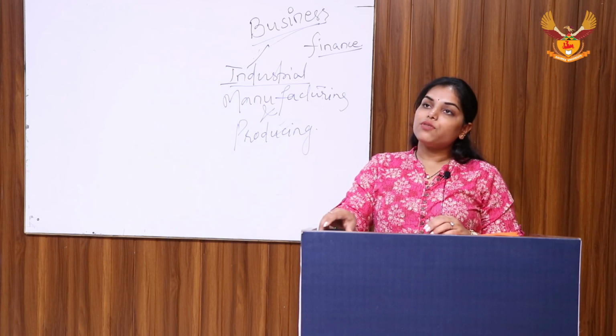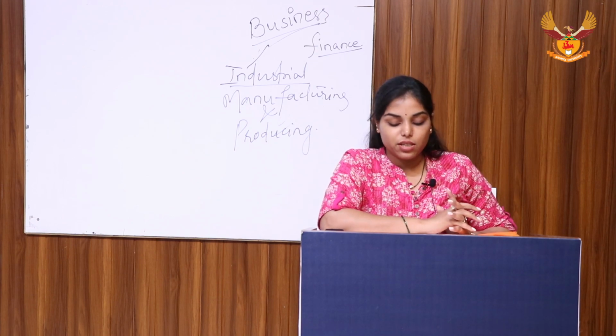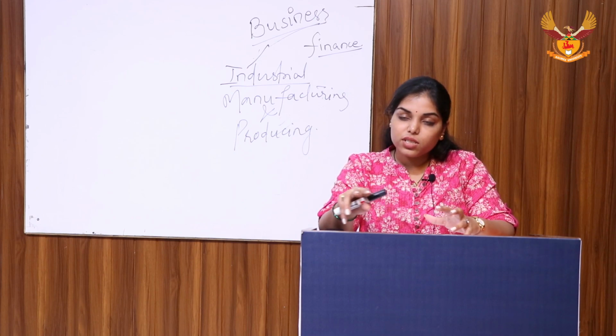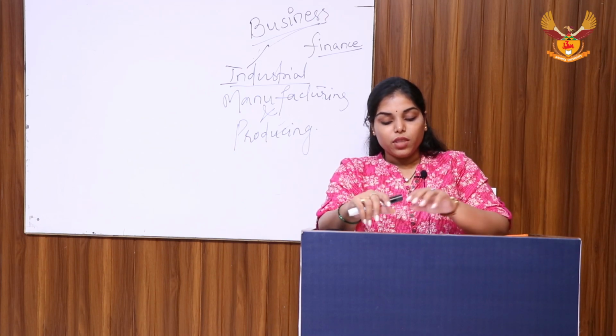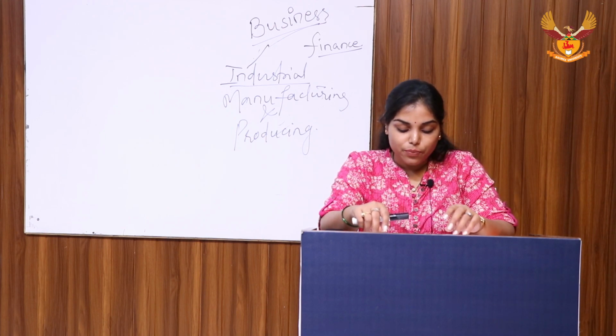Now there are two types of industries. One is large scale industry and one is small scale industries. Large scale industries include the petroleum industries, cotton, textile and steel. Small scale industries can be your soaps, perfumes, chocolates, etc.